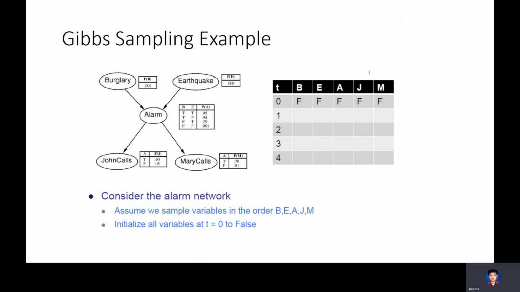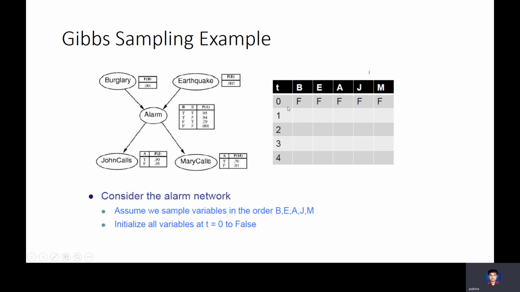These are the CPTs. Now you can have inferencing tasks. For example, suppose Mary calls you. What is the probability that there is a burglary? Okay, so let us see how you do it. Each of these has binary values. So burglary may or may not happen, earthquake may or may not happen, alarm may go off or not. So each of these is binary. I represent these variables by B, E, A, J, and M.